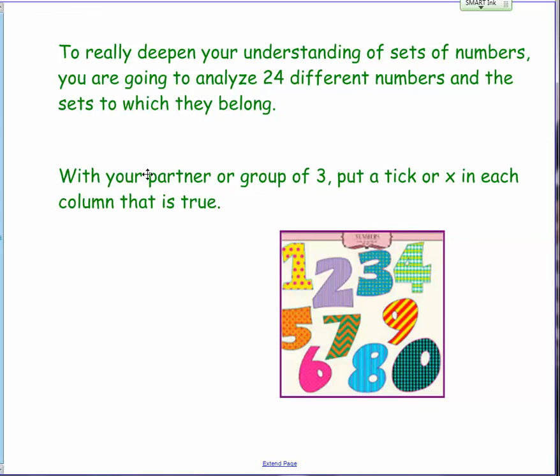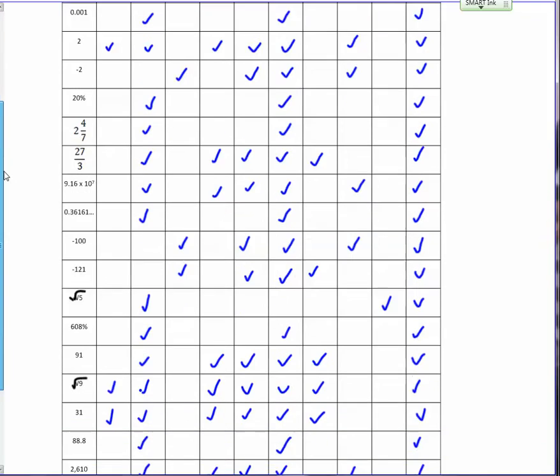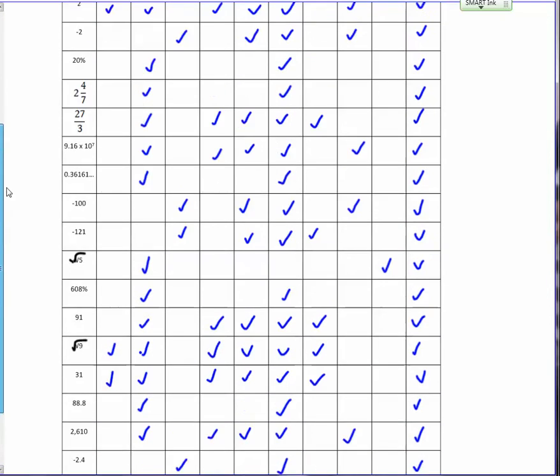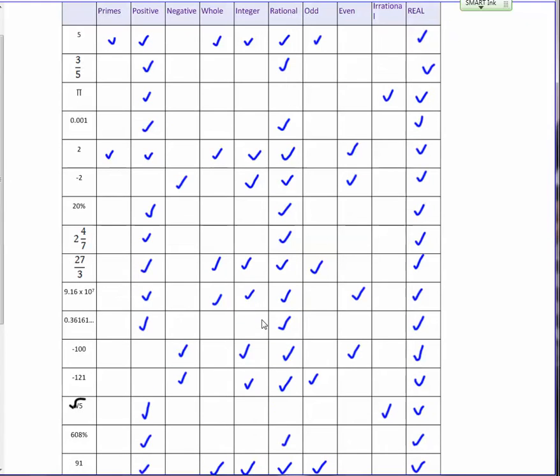All right, and then we did this exercise where you had to figure out what categories each of the numbers belong to. So we went through this in class, and you can just look at your sheet. I'm not going to read all these to you because you've got it on your paper, but this helps you see the general classification of real numbers. All of these were real. Many of them were rational. Many of them were integers. Many of them were positive.